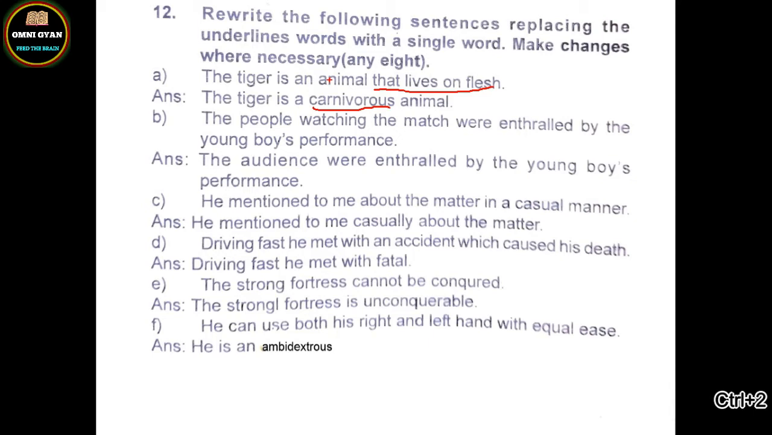So can you see that the word animal, which was there in the beginning, came at the end. Okay, so you can make changes where necessary. It's already given here. You can make these kind of changes. There's no problem with it.